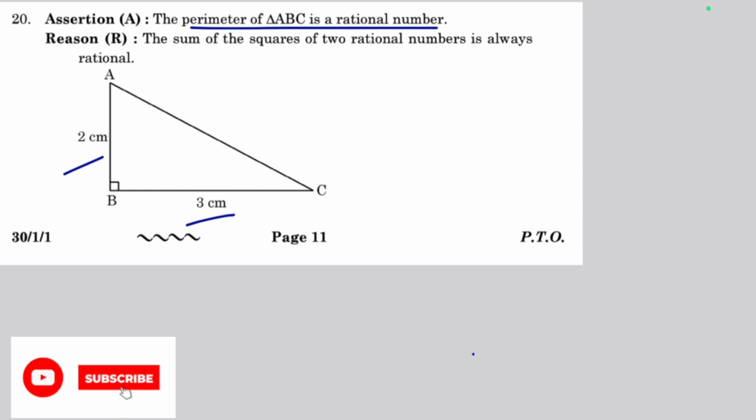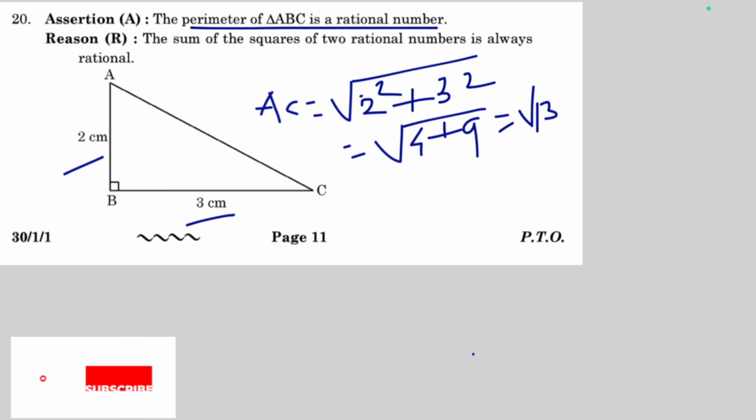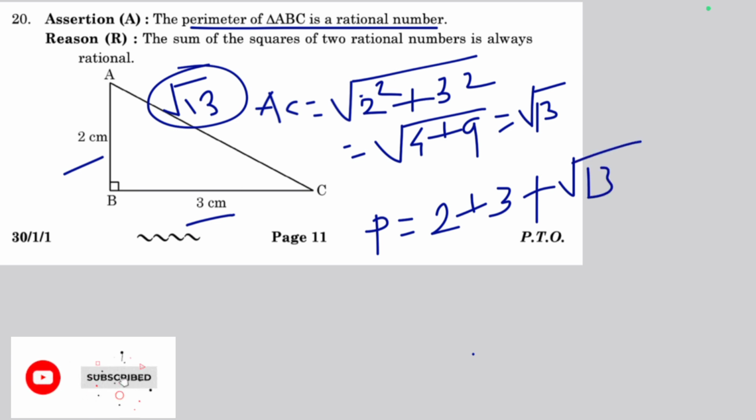By using the Pythagoras theorem, we are going to calculate the length AC. So AC will become root of 2 square plus 3 square, that is 4 plus 9, which equals root 13. Now root 13 is the length. So what should the perimeter be? The perimeter is the sum of the lengths of all sides, so it is 2 plus 3 plus root 13, which is 5 plus root 13.